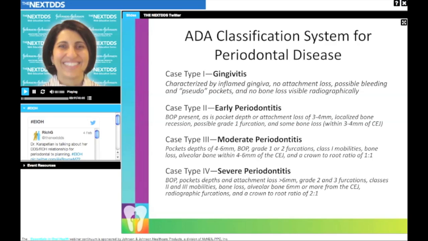This is slightly different from what the American Academy of Periodontology uses. The classification system that they use is more detailed than this one. But this is a good jumping off or starting point, and it's especially important for the insurance companies.